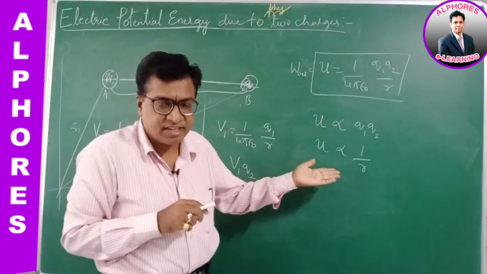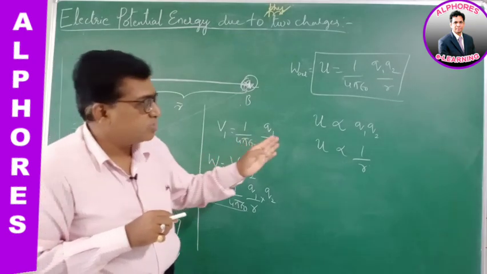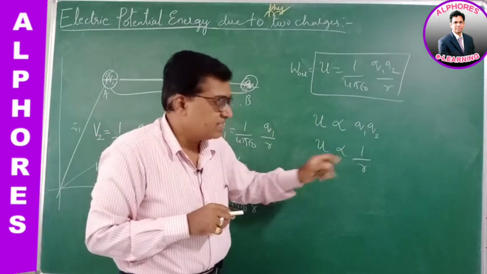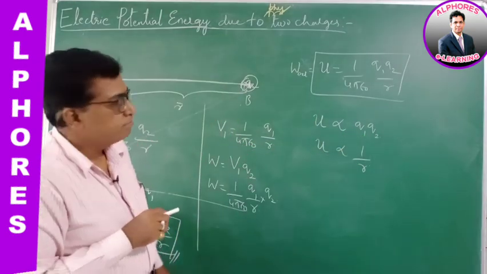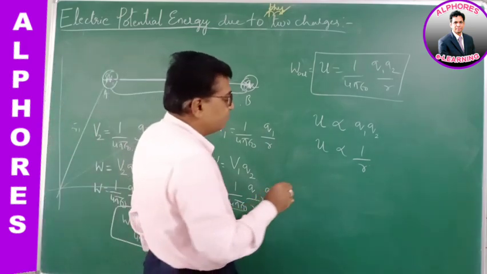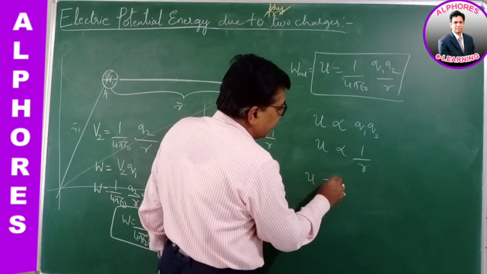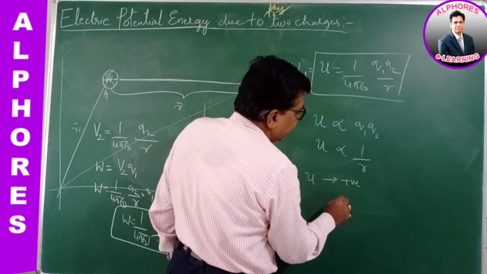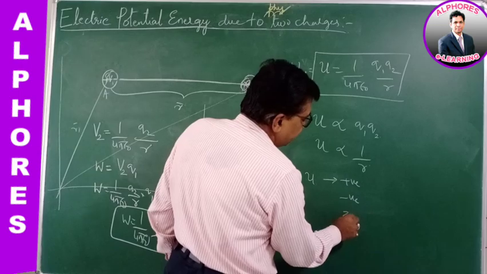It's a scalar, it has no direction, right? So it depends upon the product of the charges and the distance between them. So this way the electrical potential energy between two charges can be defined. Now this potential energy can be positive, can be negative, or it can even be zero.